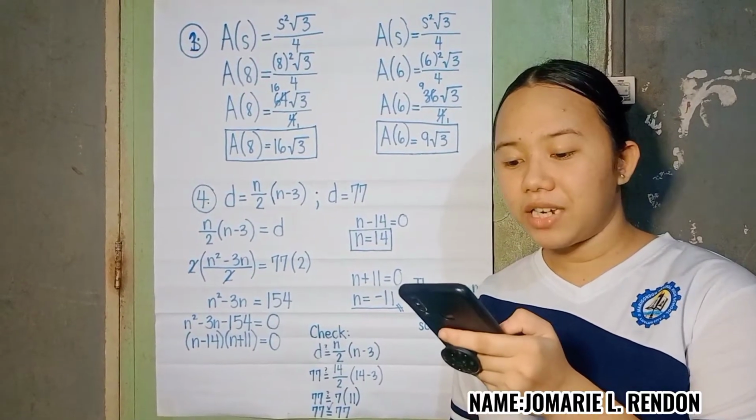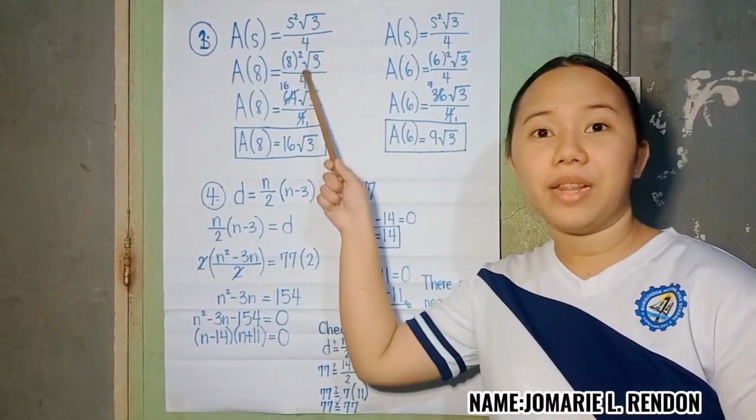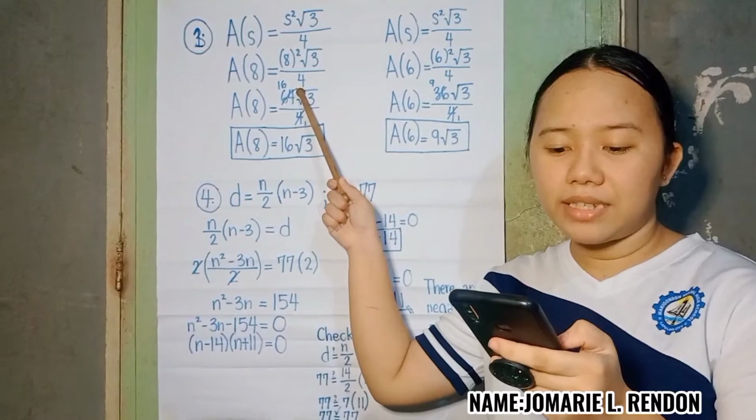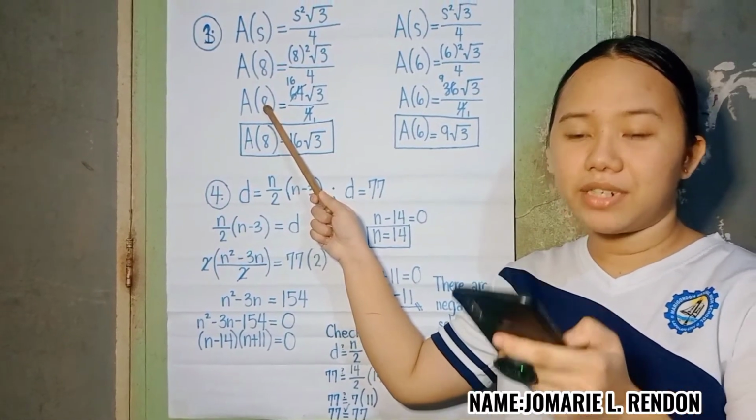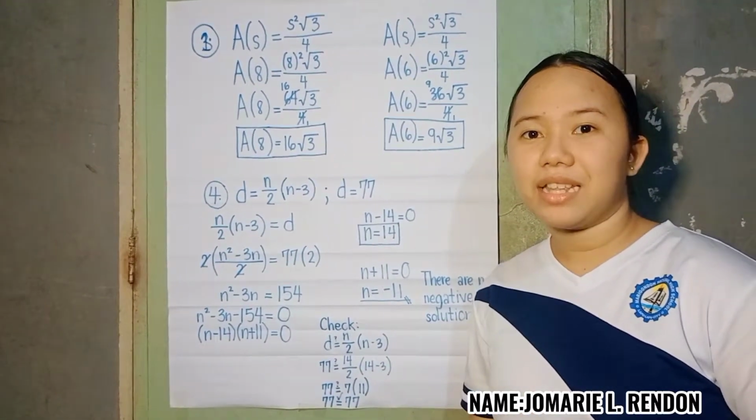3. The function A described by this equation gives the area of an equilateral triangle with side S. We need to find the area when a side measures 8 inches and also when a side measures 6 inches. So all we need is to substitute the given.